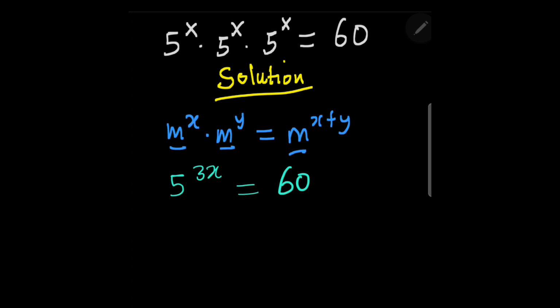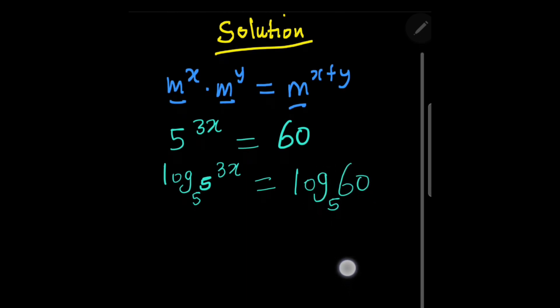So now we have 5 raised to the power of 3x is equal to 60. The next thing we're going to do is apply logarithm to this equation, because there's no way we can make these bases the same. Applying logarithms, the variable we are looking for appears on one side of the equation, and the base of the left hand side is 5. So therefore we're going to take the log of both sides to the base of 5. When we do that, we're going to have log of 5 raised to the power of 3x to the base of 5, which is going to be equal to log of 60 to the base of 5.